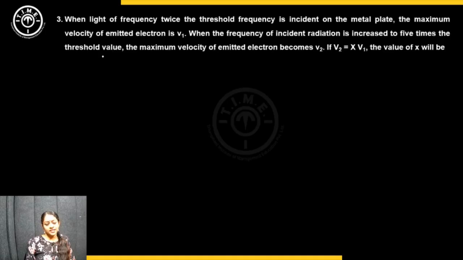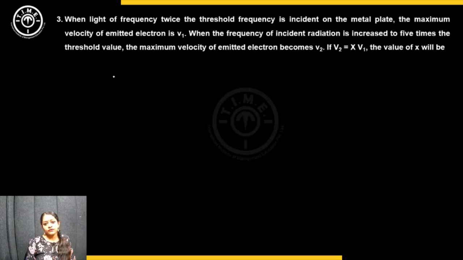See the third question. When light of frequency twice the threshold frequency is incident on the metal plate, the maximum velocity of the emitted electron is V1. When the frequency of incident radiation is increased to 5 times the threshold value, the maximum velocity of the emitted electron becomes V2. If V2 is equal to xV1, the value of x will be dash. Again a numerical question from the JEE entrance examination. In this question also, we have two cases.